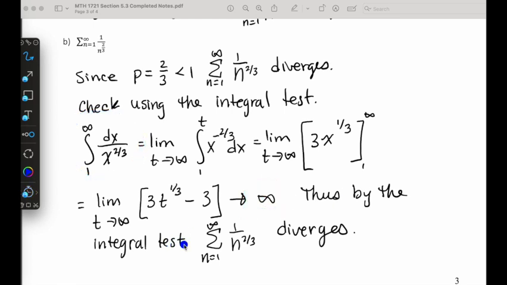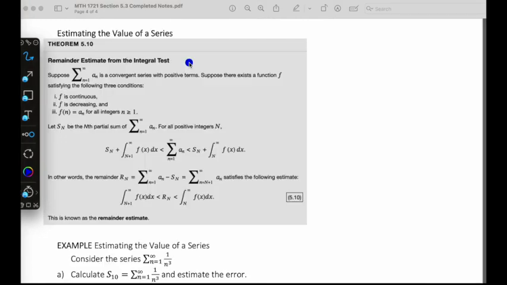And so by the integral test, we can say that the series diverges. So we knew that it diverged because p was less than 1, and this is a p-series, but we also checked it using the integral test. In this last part of the lesson, we're going to talk about how we can estimate the value of a series. Now, the first thing we need to make sure is that we know that the series converges.